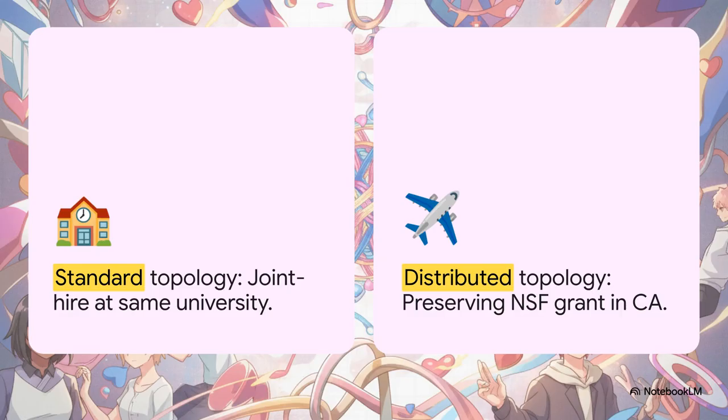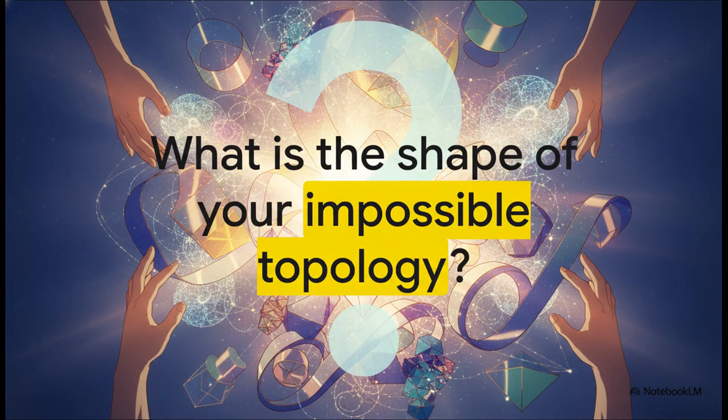It's a huge cliffhanger. And this leaves us with a pretty provocative final thought. The math of relationships is rarely a clean, closed loop. It's full of voids, persistence features, and totally impossible embeddings. So looking at your own closest relationships, what unseen geometry is holding you together? What is the shape of your impossible topology?